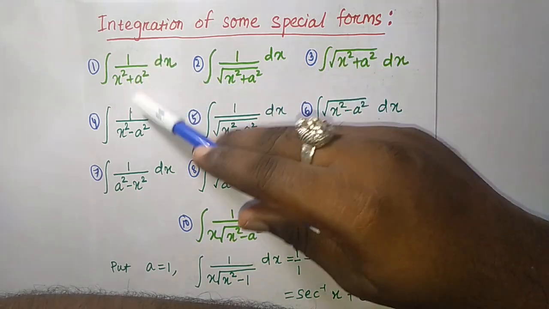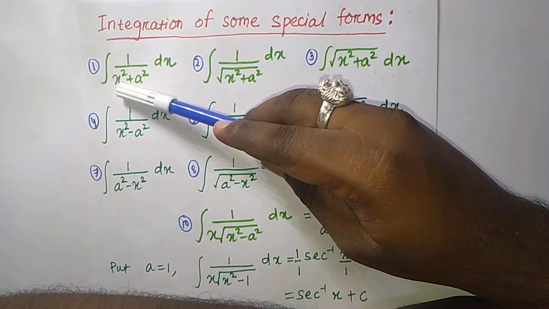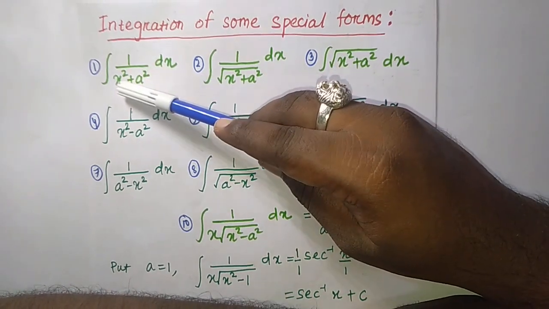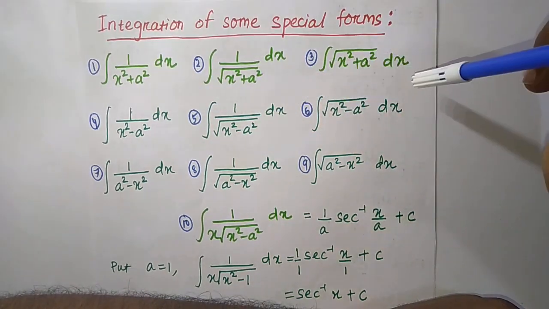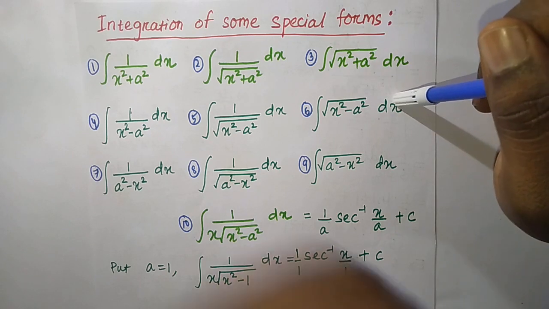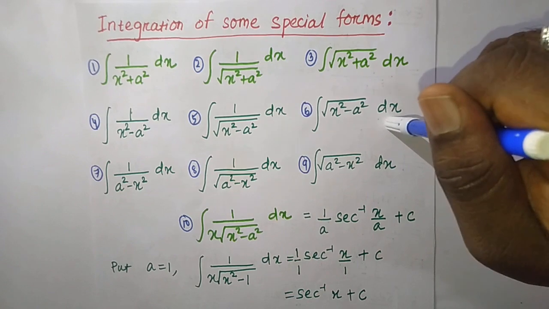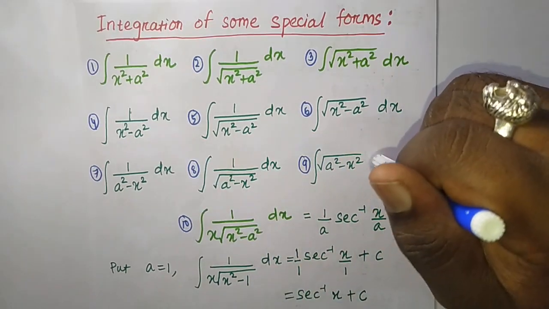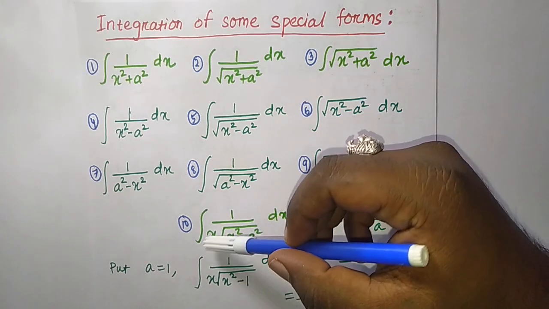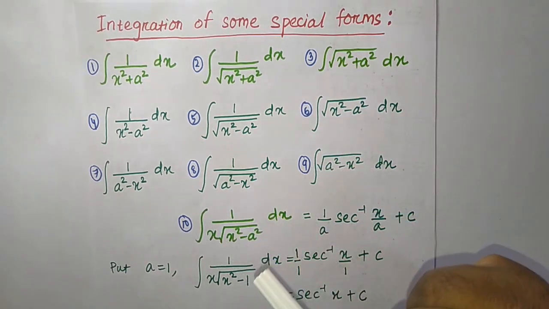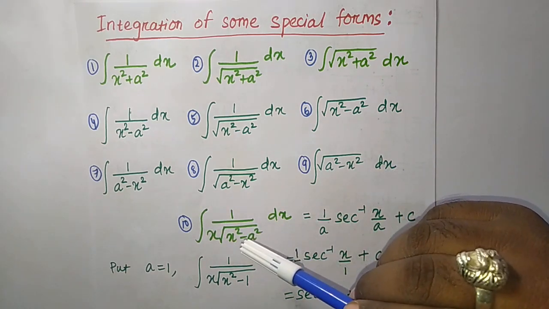Here you can see these three are quite similar with their terms. Here terms are x square plus a square only, and here 1 by x square plus a square, and here 1 by root over of x square plus a square, and here root over of x square plus a square. Similarly these three terms are similar and these three terms are similar. And this one is a little bit different. Here x term is extra. And first we will learn the formula of this 10th form.